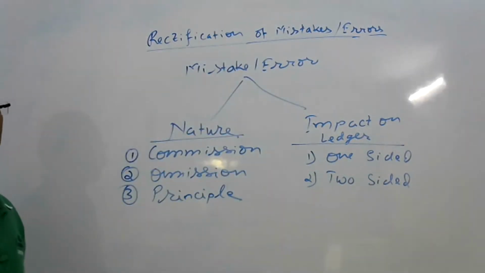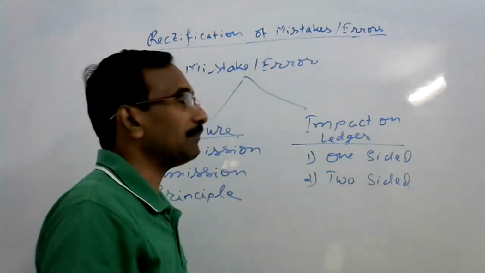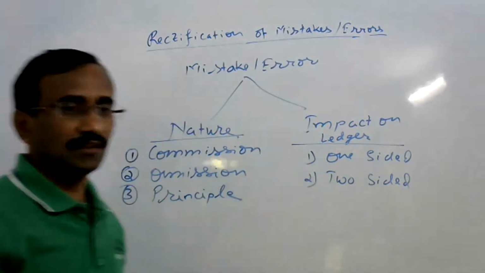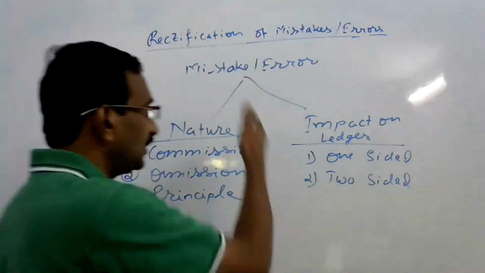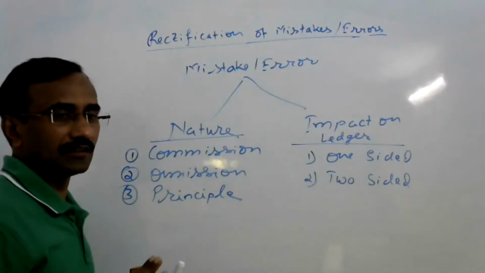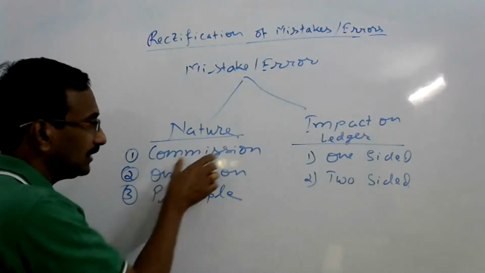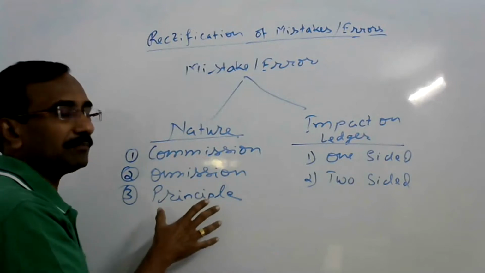One-sided and two-sided. Now, when we look at this chapter, rectification of mistakes, these mistakes can be committed. These are the three by nature and two by impact on ledger. So we will have to go one by one separately. I will explain it to you one by one separately.